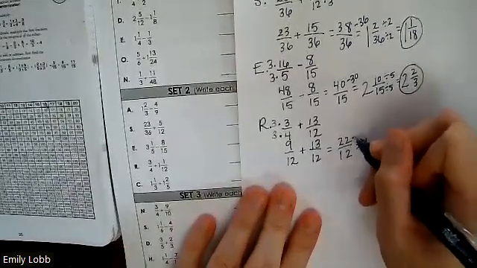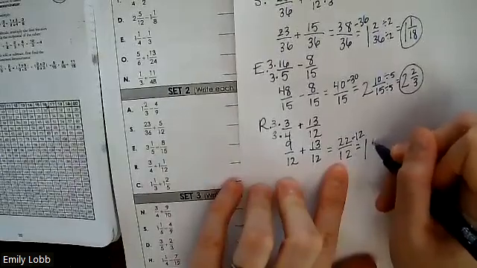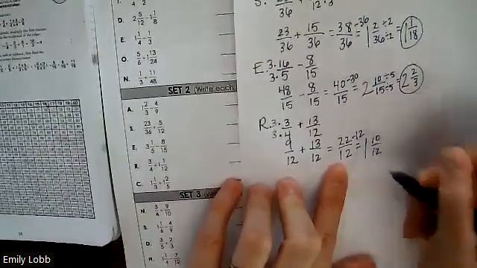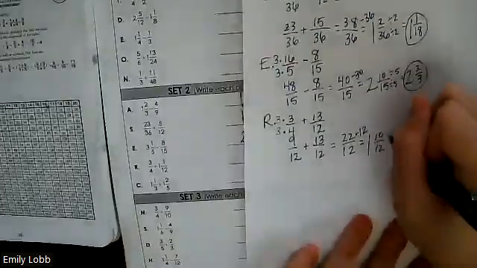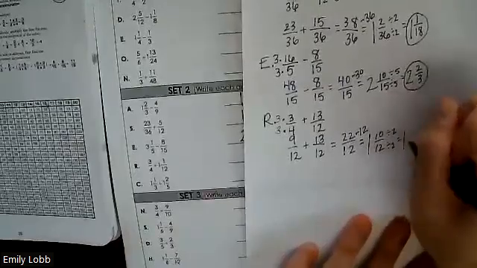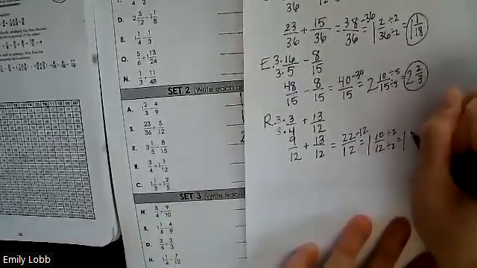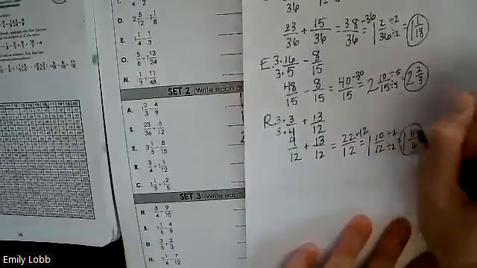So if I take 1 out, I've got one group of 12 coming out. So that's 10/12. What can I divide both 10 and 12 by? 2. So 1 and 10 divided by 2 is 5. 12 divided by 2 is 6. 1 and 5/6.